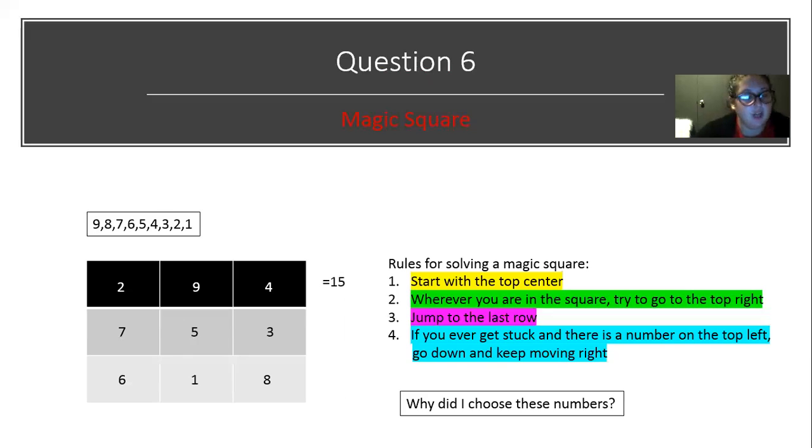So you got 15 out of that top row, 15 out of the middle row, 15 out of that bottom row. First column is 15. Second column is 15. Third column is 15. The diagonal going up is 15. And the diagonal going down equals 15. So this magic square checks out, and it is correct.